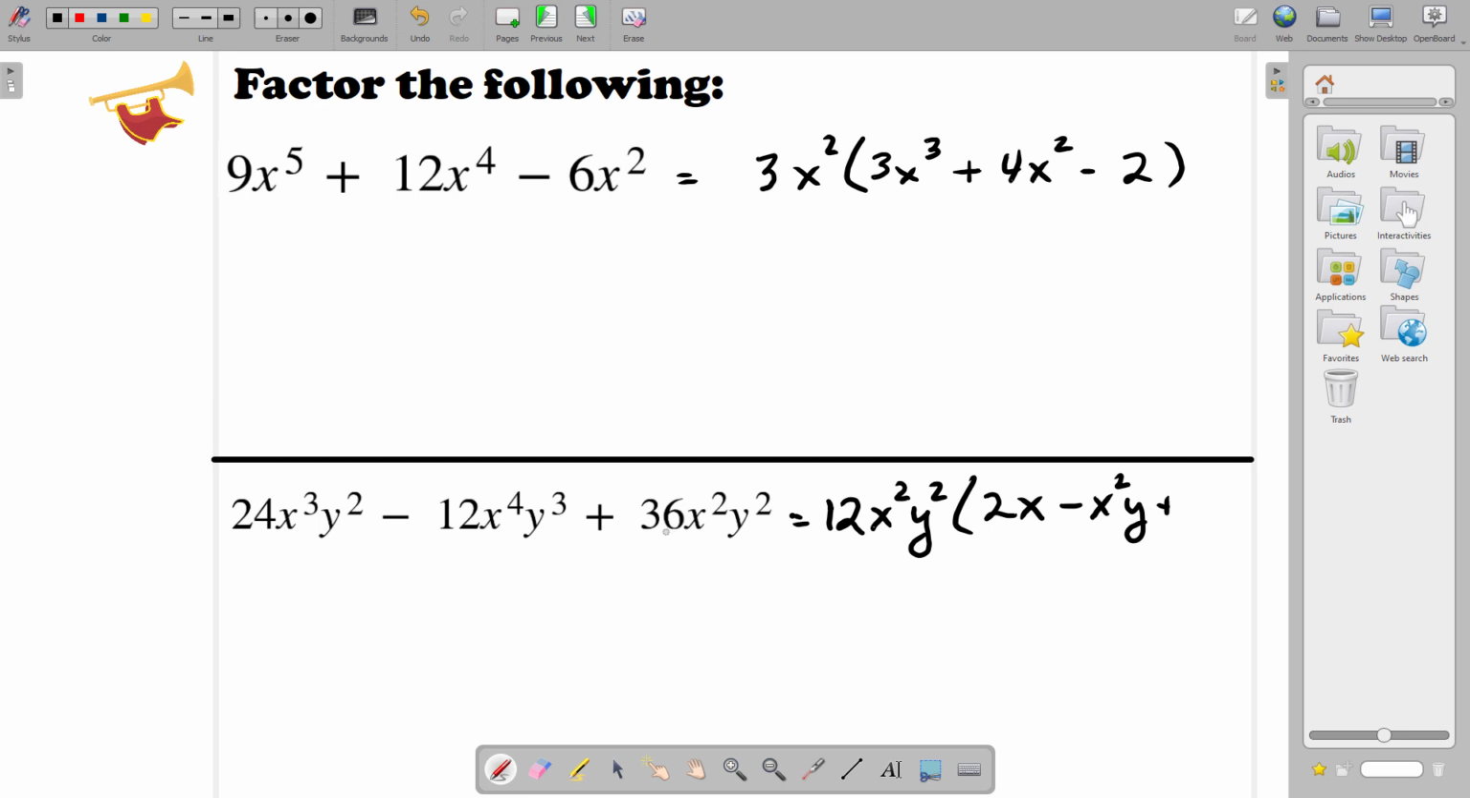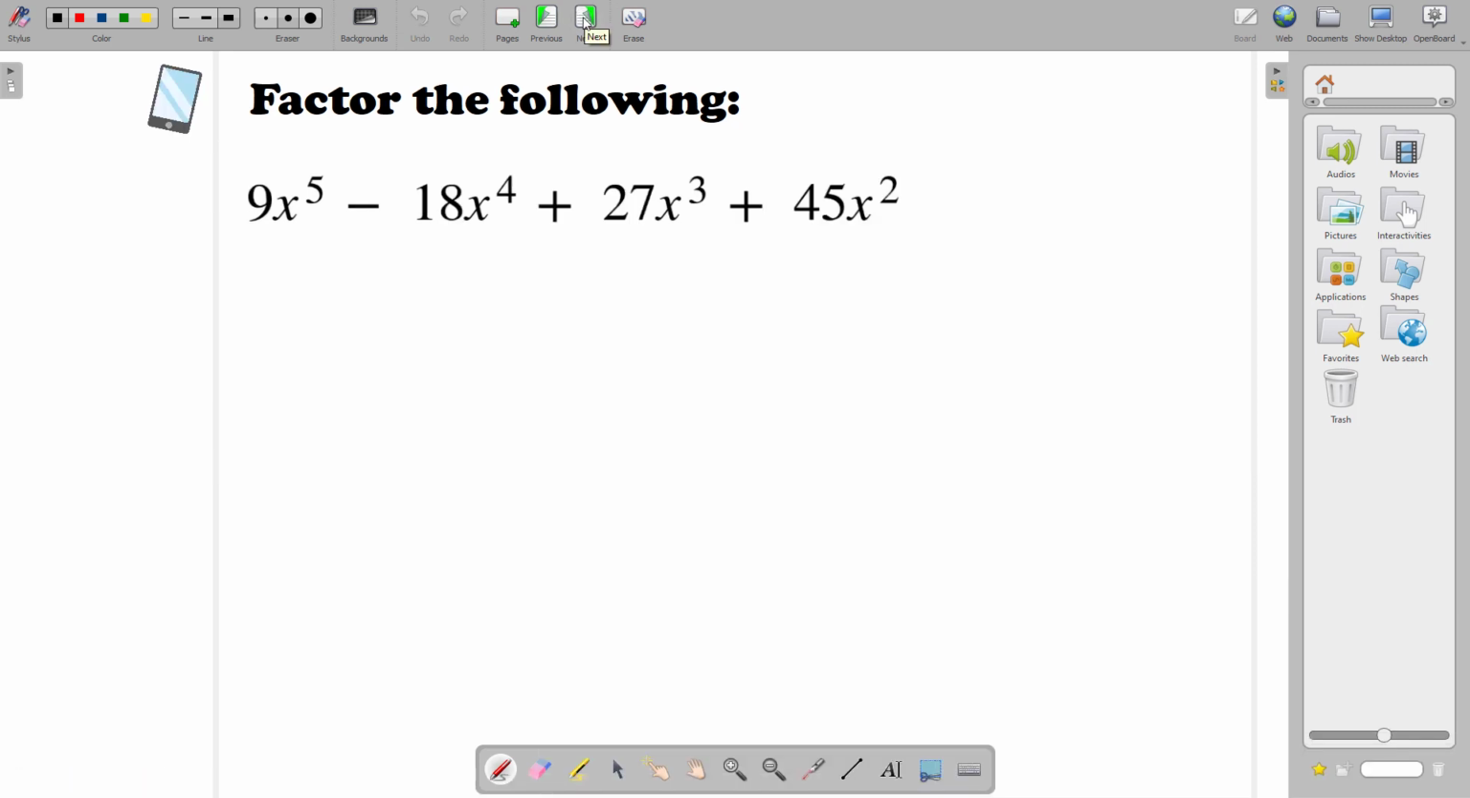Plus 36. 12 goes into 36 3 times. We're dividing out an x squared. There's no x's left. We divide out the y squares. They're divided out. So 12x squared y squared times 3 gives us the 36x squared y squared.